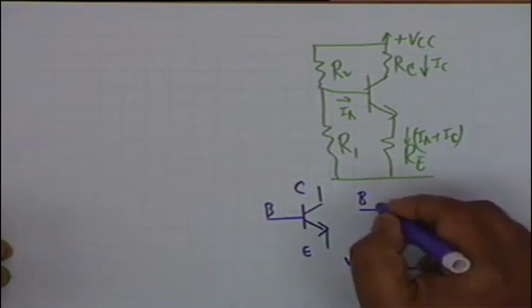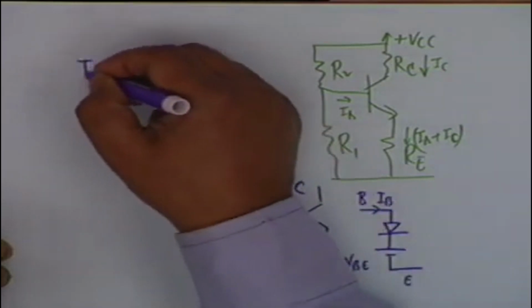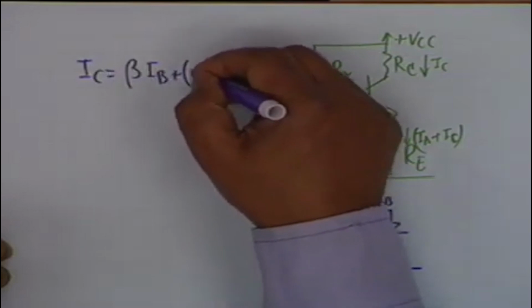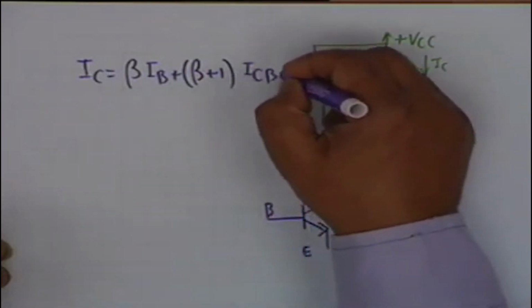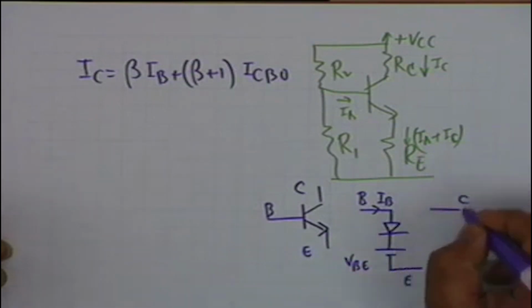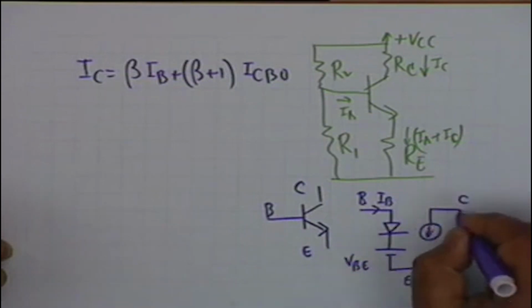and under this condition you know that if the base current is IB, then I sub C, the collector current, is simply beta IB plus (beta plus 1) ICBO. The collector current obviously is independent of VCE, all right, and therefore at the collector simply there are two current sources.